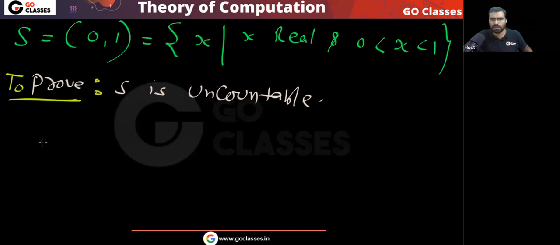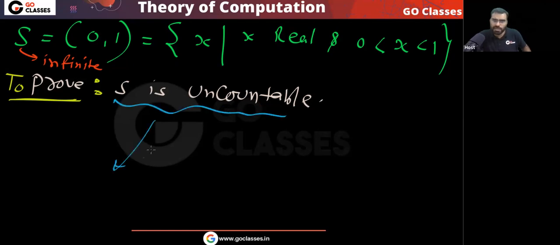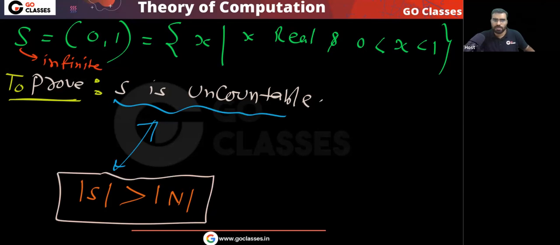What we need to do? If you want to prove S is uncountable, remember S is already infinite. Now, how to say that S is uncountable? When can you say an infinite set is uncountable? This will happen if and only if the cardinality of set S is more than the set of natural numbers. Okay, yes or no? Agree? Correct?